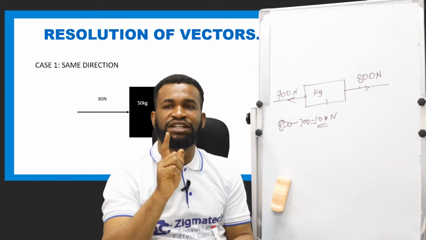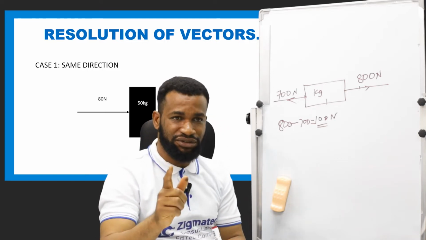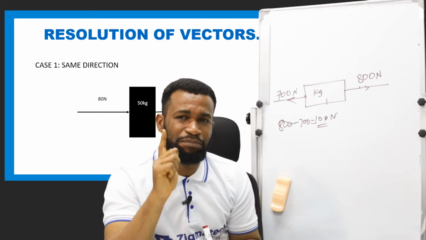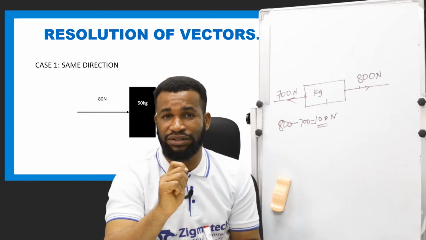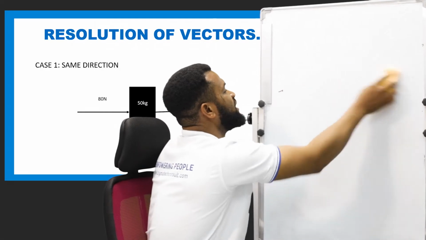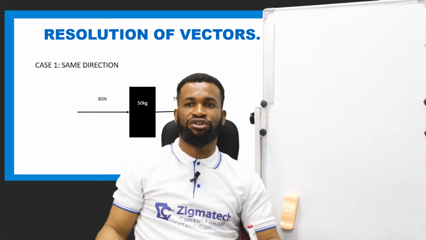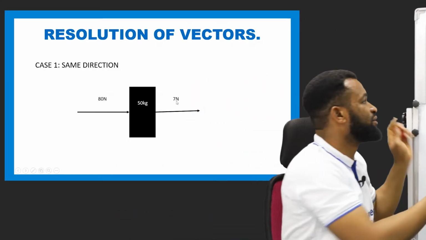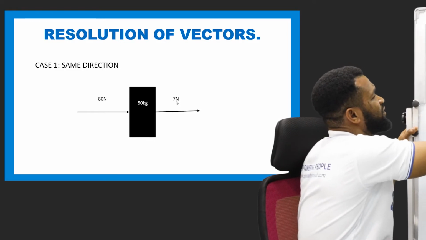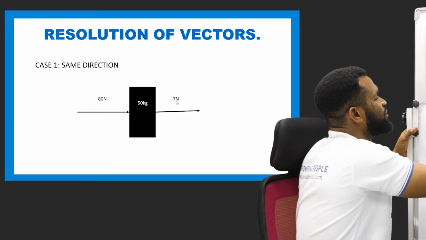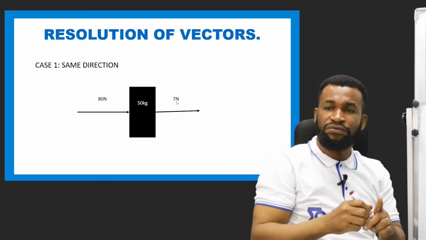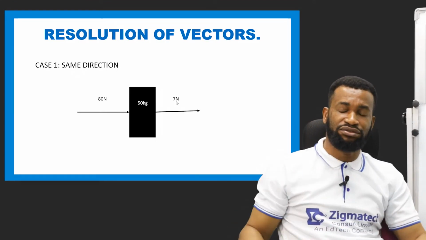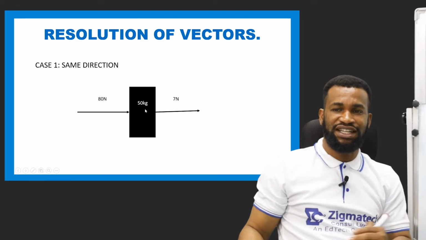The first is when the forces are acting in the same direction. Now, before I go further, a resultant force is a single force or vector, the resultant vector. So look at this. When they are moving in the same direction, you add: 80 plus 7 Newton is going to be 87 Newton. That is the resultant vector, or the resultant force, that will be used to push this body of mass 50 kg in that given direction.